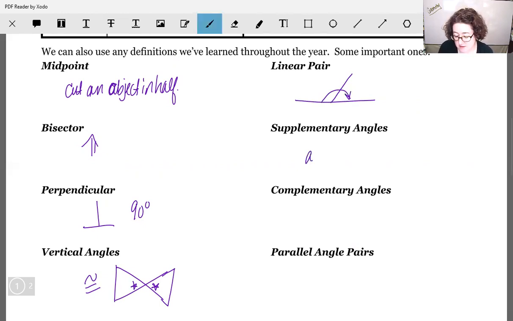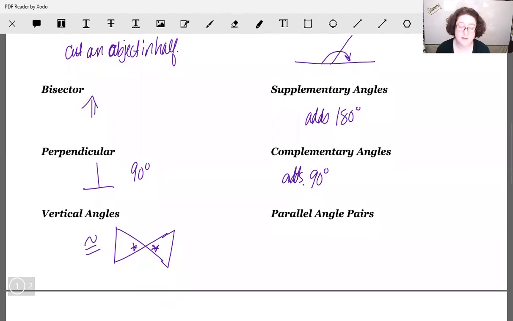Supplementary just means adds to 180. These are different because supplementary angles don't have to make linear pairs. They don't have to be adjacent to each other. Complementary angles always add up to 90 degrees. And then your parallel angle pairs, especially the alternate interior angles.